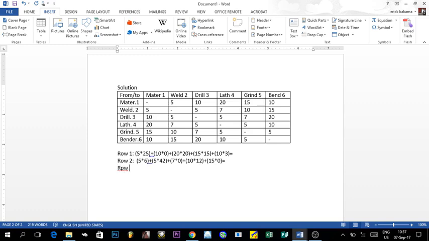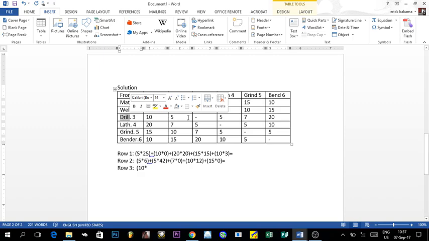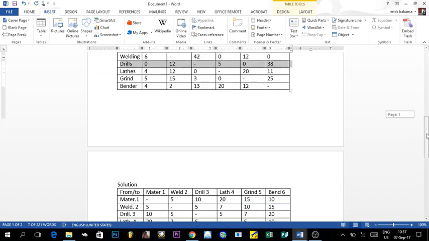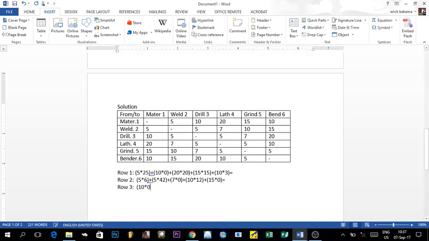So we have row 3 now. From row 3, we have the distance between room 1 and room 3 here. The distance is 10. We have a distance of 10 here. And how many units are moving now from the drills to the material? Go here, we check drills and material. We have nothing, it's 0 units. So we multiply by 0.